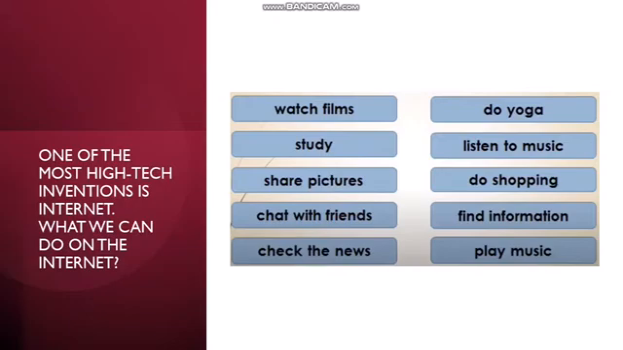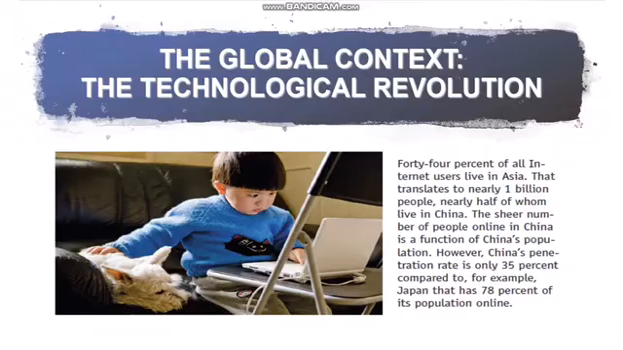One of the most popular things is the internet. What can we do on the internet? Of course, watch films, study, share pictures, chat with friends, check the news, do yoga, listen to music, do shopping, find information, play music.